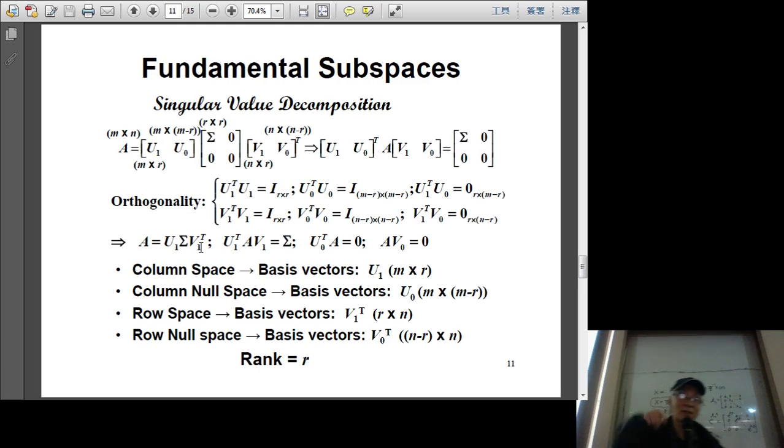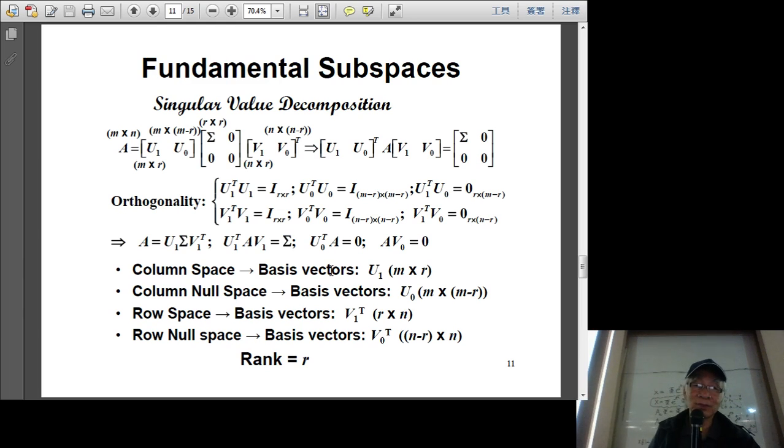In summary, for the column space of A, the basis vectors are U1. Why can't I also use all the columns of A as my basis vectors? I can also use U1 as my basis vectors, because the space created by U1 is identical to the space created by all the columns of A. You understand? Okay, let me explain this a little bit and I will write something on the whiteboard.